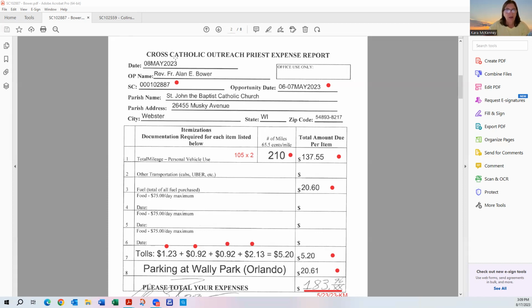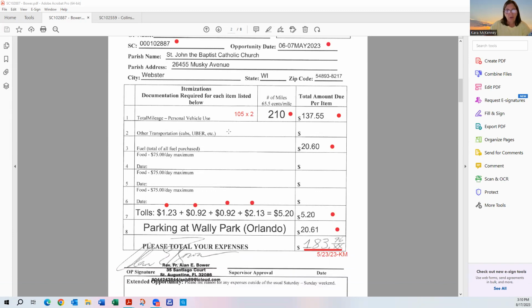So for instance, at the very top, we'll go line by line. You put the date that you fill it out. You put your full name, and please put your full name, not a nickname. So if you are called by David, please put David rather than Dave, okay? Also, you put the speaking opportunity number right here, and then the opportunity dates, the parish name, the address, city, zip code, and state.